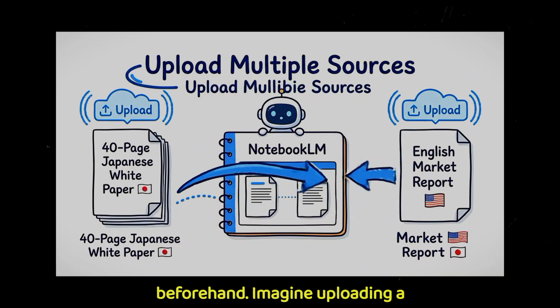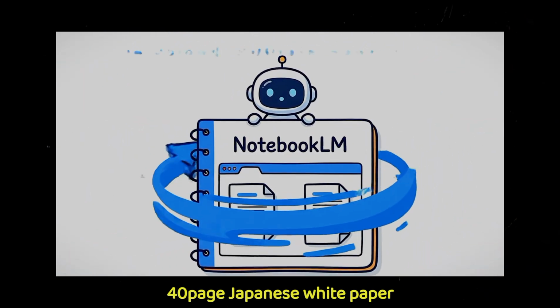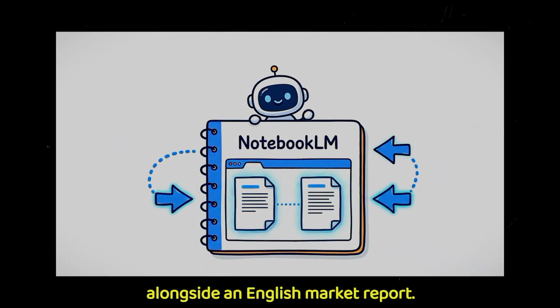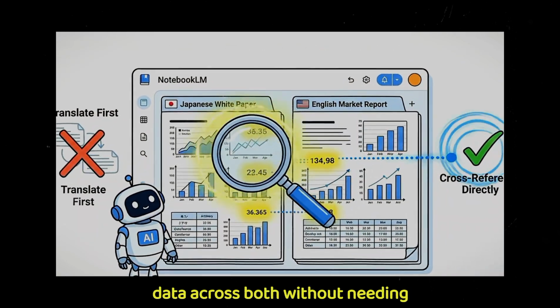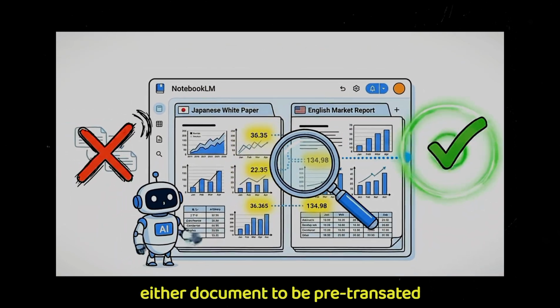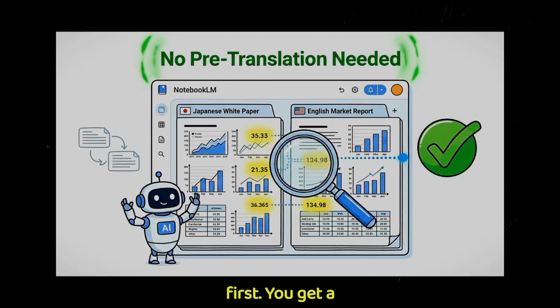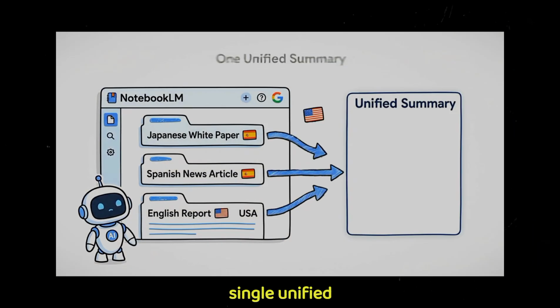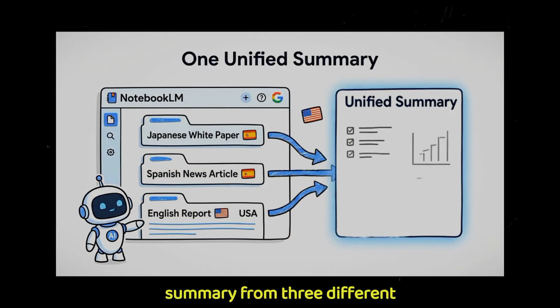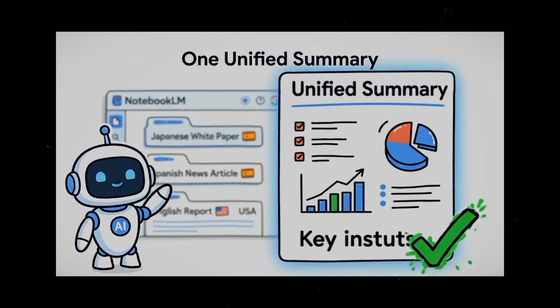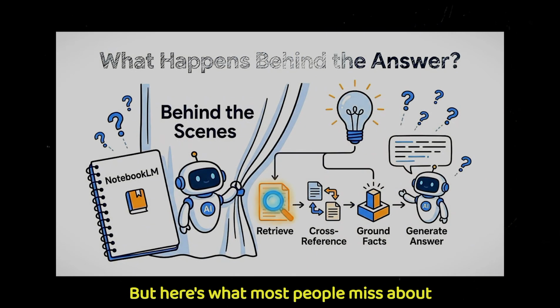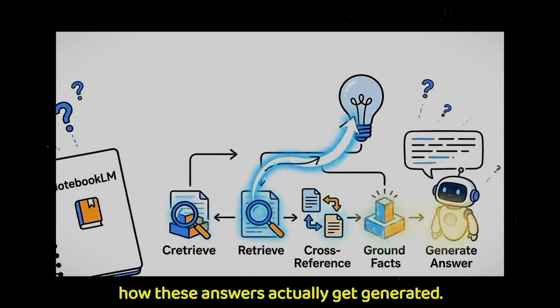Imagine uploading a 40-page Japanese white paper alongside an English market report. The AI can cross-reference technical data across both without needing either document to be pre-translated first. You get a single, unified summary from 3 different languages instantly. But here's what most people miss about how these answers actually get generated.